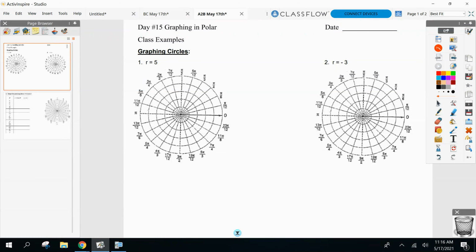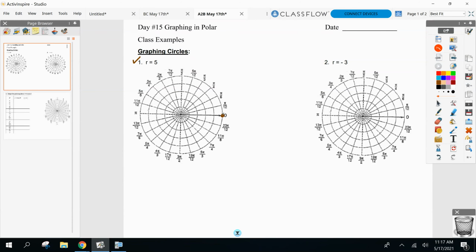So the first graph I'm going to ask you guys to help me out with is r equals 5. What does that graph look like on the polar grid? Well, let's talk real quick. If I'm at any angle measurement on this polar grid, so let's say I'm at 0, and the r value is 5. Remember what the r is, how far away from the center you go. So everyone go to 0 degrees right now and put a point 5 units away from the center. 1, 2, 3, 4, 5. That's where that point is.